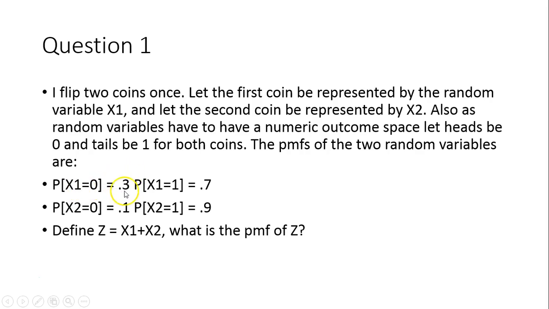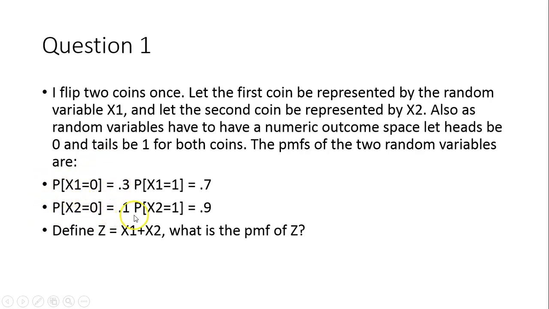The PMFs of the two random variables are, so for the first coin, there is a 30% chance, or a 0.3 probability, of getting heads, and a 0.7 probability of getting tails. So in this case, tails is a lot more likely to happen. 70% of the time I'll get tails, 30% of the time I'll get heads. Again, the coin is not even. It weighs a bit more on one side. In this case, it weighs more on the head side, because when the heads lands, it shows tails.